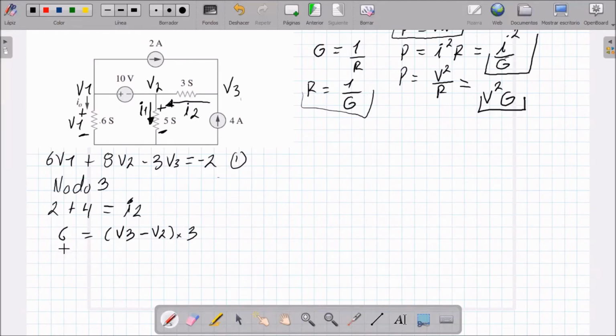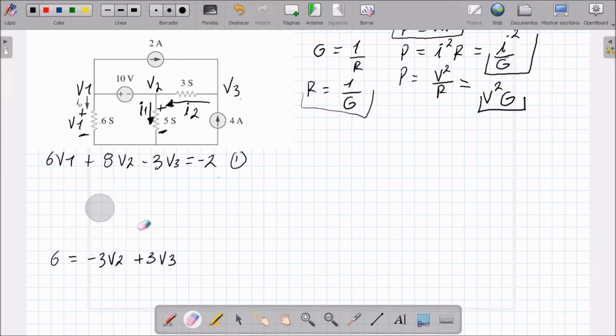Solving this, I'm going to get 6 amps equal to minus 3V2 plus 3V3. That would be our second equation. And I'm going to put it here. Note that since there is no variable V1, I am going to put 0 here. Then minus 3V2 plus 3V3 equals 6 amperes, and this is our equation number 2.